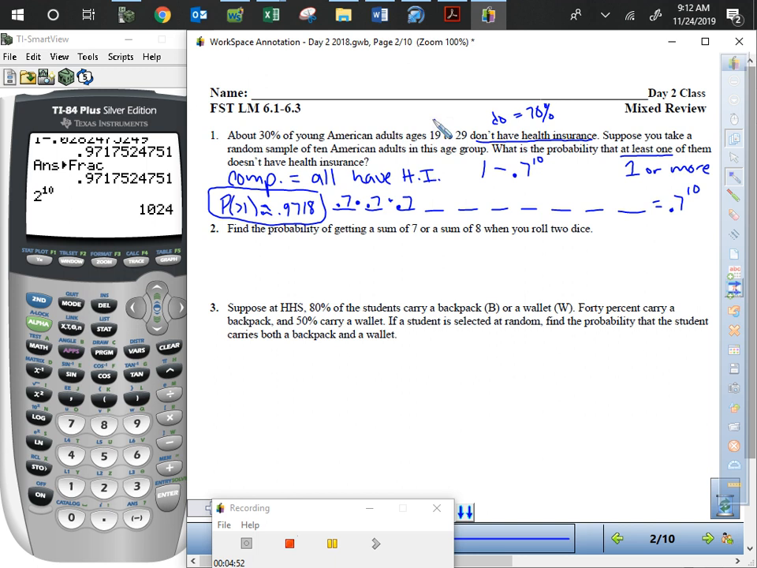All right, let's look at another one. It says find the probability of getting a sum of 7 or a sum of 8 when you roll 2 dice.